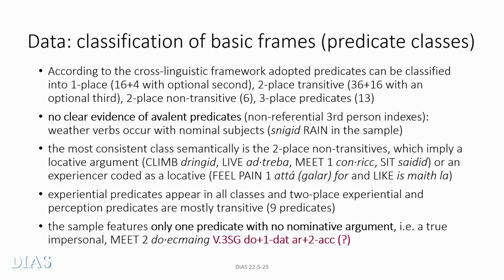Classification of basic frames. Overall, one of the goals of the database is also to classify the frames, so classify the verbs that occur in the languages of the world. And according to this cross-linguistic framework, Old Irish has a lot of one-place predicates, but very many two-place transitive predicates. Then you have two-place non-transitives and three-place predicates. So predicates that require this number of arguments and which code them in particular ways.